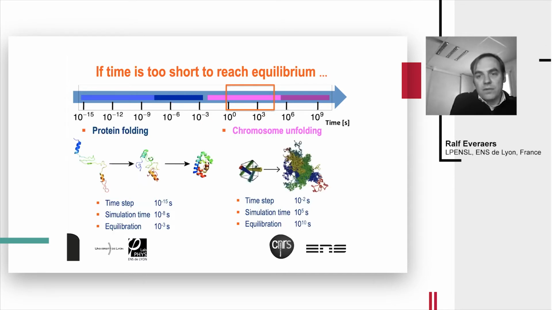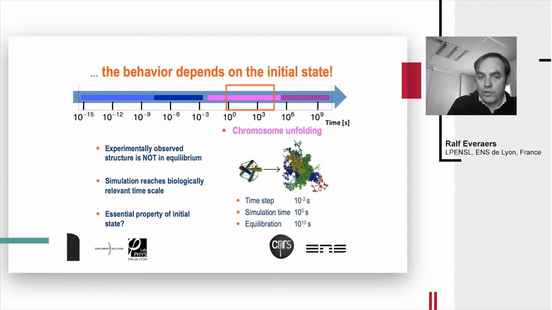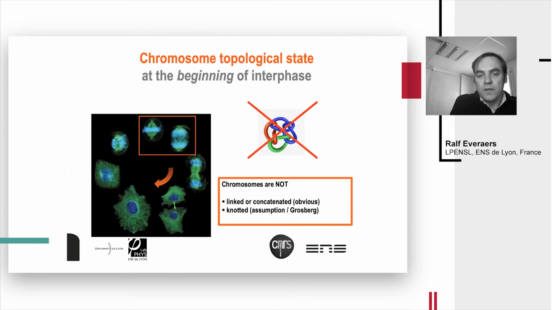So if you run a simulation of protein folding for 100 nanoseconds, but the protein takes milliseconds to fold, then you have a result which is not really relevant on the timescale that we care about. But if you simulate chromosome folding or unfolding, in fact, what we do is we simulate the biologically relevant timescales, but we still have to keep in mind that whatever we are going to observe depends on the initial state of the system from which we start, because we do not equilibrate. But in this case, we do not want to equilibrate. Right? We do not care about how the genome looks after a few centuries, because that's just not what is relevant.